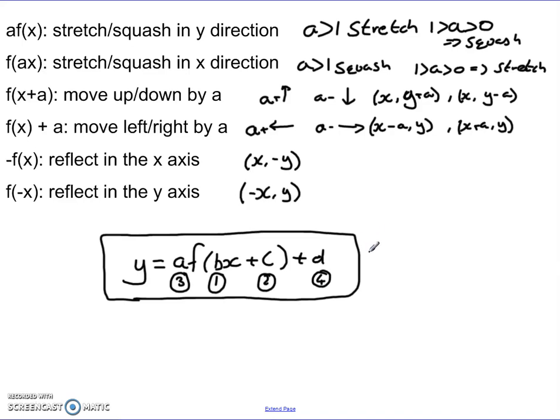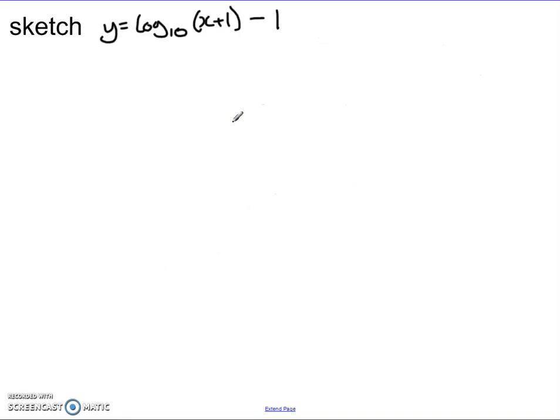Right, let's have a look at a couple of examples of this and see exactly what I'm talking about. Imagine I've got the curve y equals log to the base 10 of x plus 1, take away 1, and I want to sketch it. Well, that is taking y equals log to the base 10 of x and doing these 2 transformations to it. So the first thing we should really do is figure out the order we do it in and then do them one at a time.